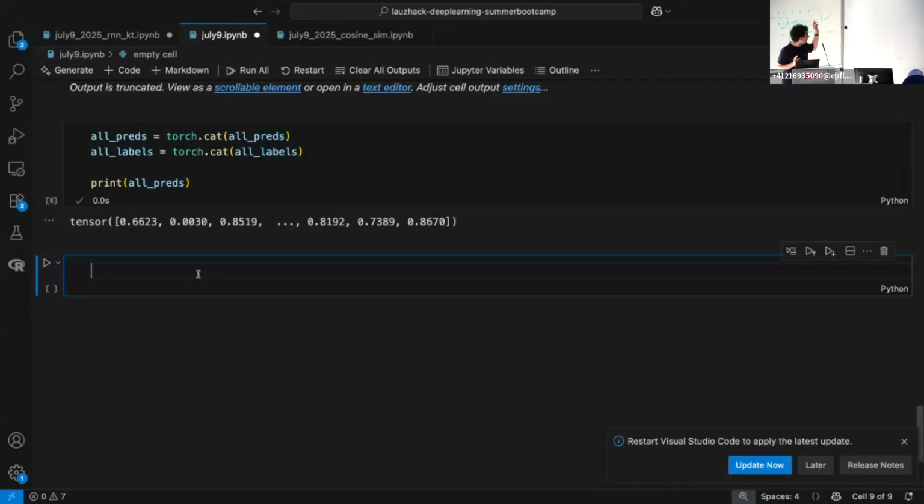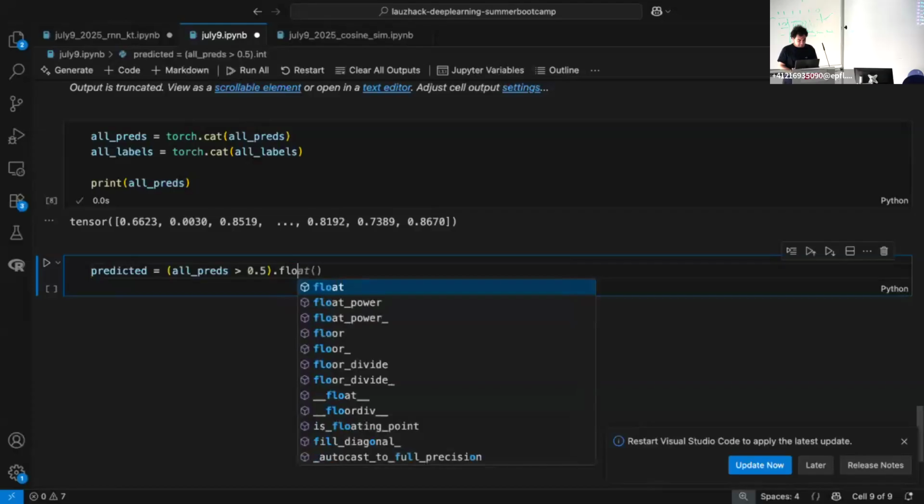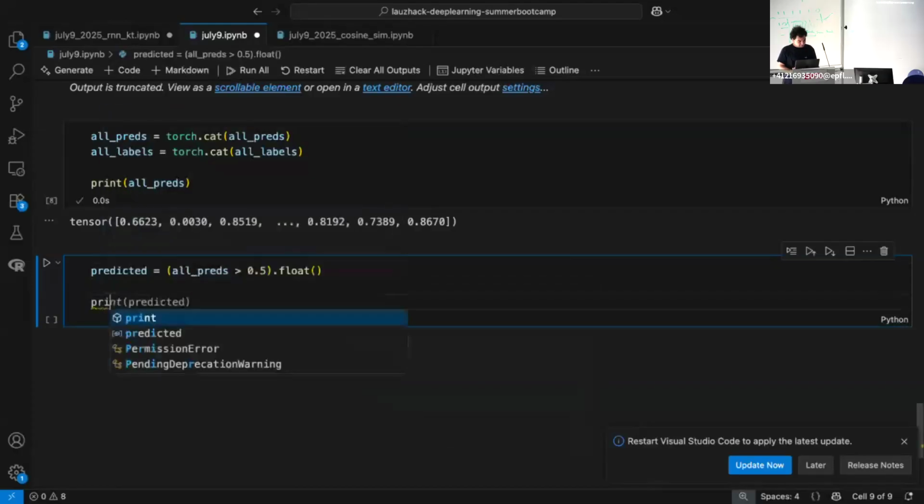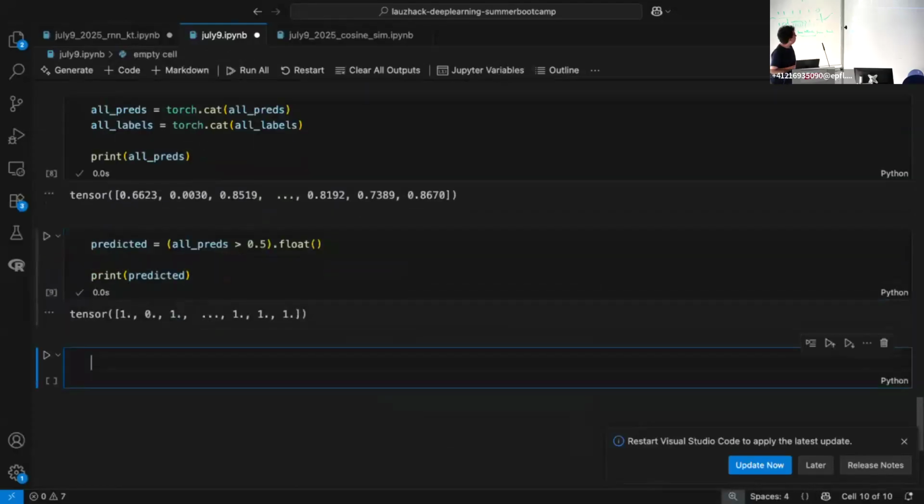So then we need to convert this to a binary value. Maybe to float so that it's easier. Print predicted. What this does is that whenever each value of all preds is more than 0.5, it says a 1, and otherwise it says a 0. Okay? Any questions here? All fine? We just convert it to a binary value, right?